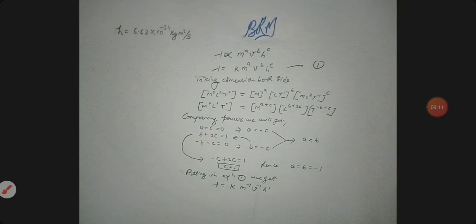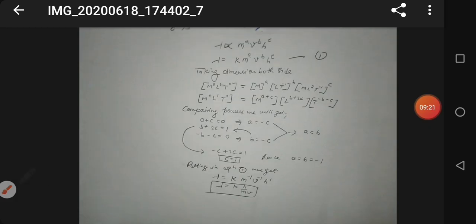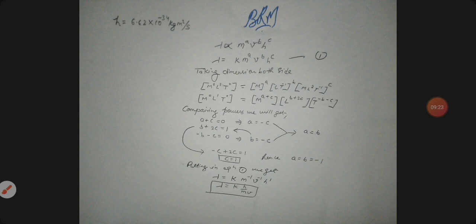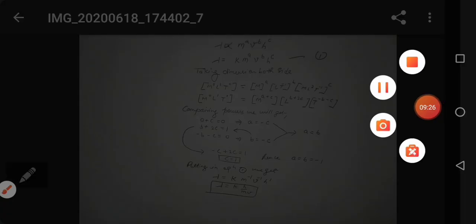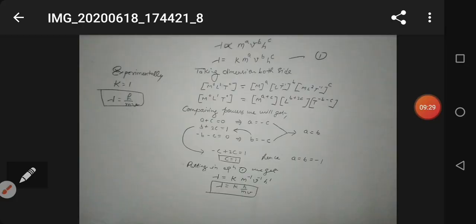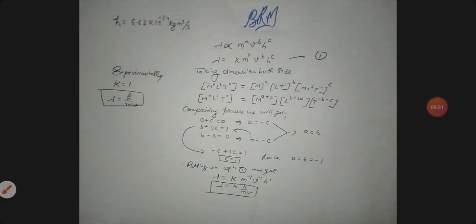Next, h is equal to 6.62 into 10 power minus 34 kilogram meter square per second. Okay, we have the result that we have already discussed. Experimentally we have k is equal to 1, and by putting k is equal to 1 we will have lambda is equal to h upon mv. So with the help of dimensional analysis we have expressed the relation among lambda, Planck constant, mass and velocity.